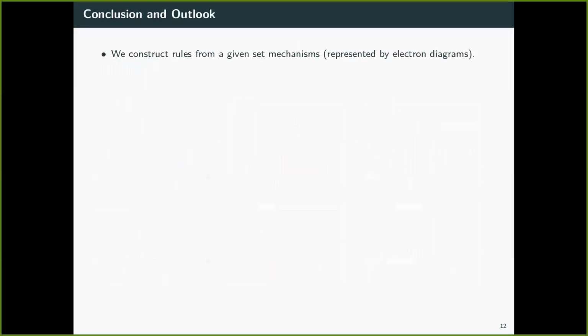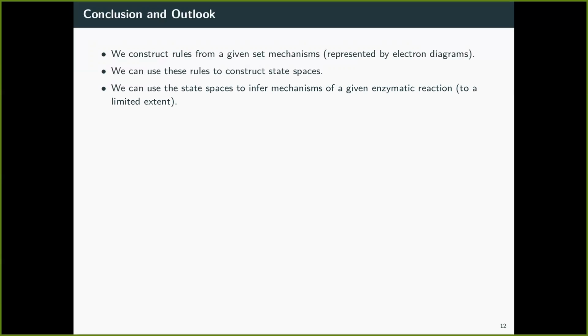So in conclusion, we can construct rules from a given set of mechanisms that are represented by electron pushing diagrams. We can use these rules to construct state spaces, and we can use these state spaces to infer mechanisms of a given enzymatic reaction, at least to a limited extent. It should be emphasized that these are the very first steps.